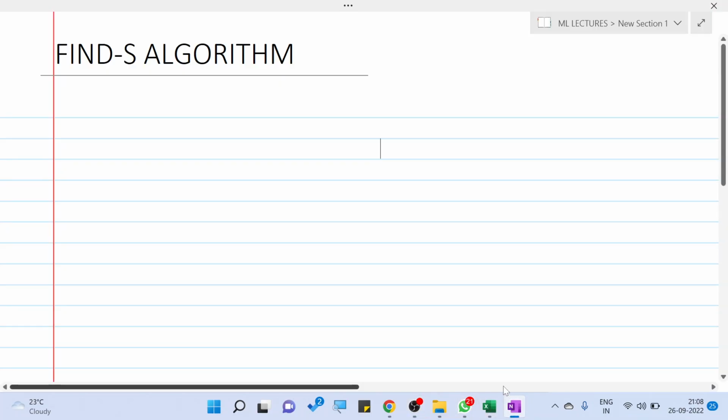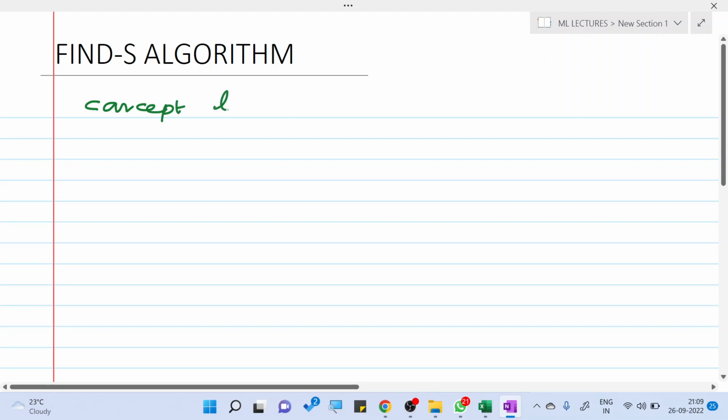In the last class, we discussed what is a hypothesis and what is concept learning. So, concept learning is a search problem. In concept learning, we are searching for a best fit hypothesis.